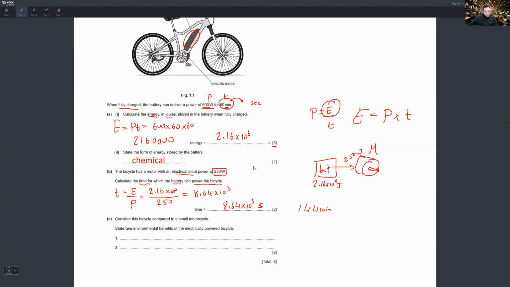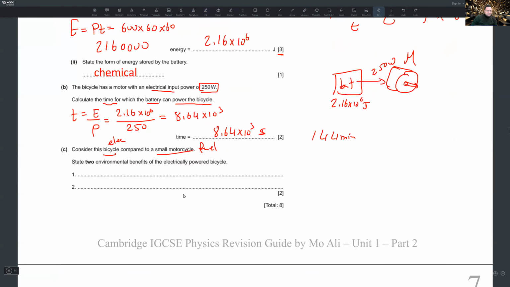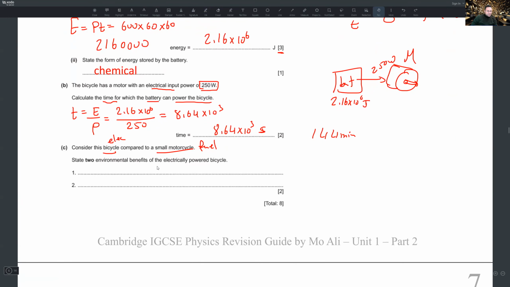Consider this bicycle compared to a small motorcycle. ايه ده؟ ايه الفرق ما بين الموتورسايكل والبايسيكل؟ اللي مش عارف الفرق. This bicycle is electric. الموتورسايكل بيستخدم ايه؟ fuel. fossil fuels. فبيسألني على حتة كده environmental كده. So can you tell me environmentally something that احنا هنقولها النهارده because we're going to talk about energy resources. بس حلو. I want to see what you think. Less pollution. صح.